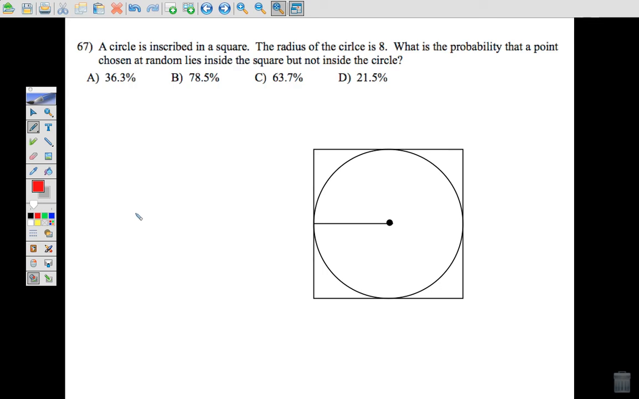But these are probability. That's where you put whatever you're talking about over the total. The total is going to be the shape that includes everything, which in this case is the square. So on bottom, we are going to put the area of our square. On top, it's whatever we're talking about. This says the likelihood that it is inside the square, but not in the circle. So the parts that it's talking about are like these.